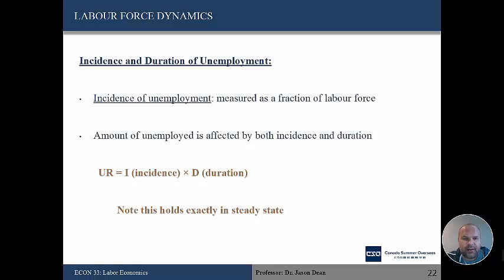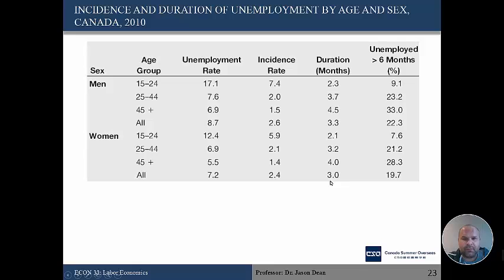We can basically say that the amount of unemployed is affected by both the incidence and duration. In fact, the unemployment rate can be obtained by multiplying the incidence times the duration if we're in a steady state. So here we look at the incidence and duration of unemployment by age groups and by gender.